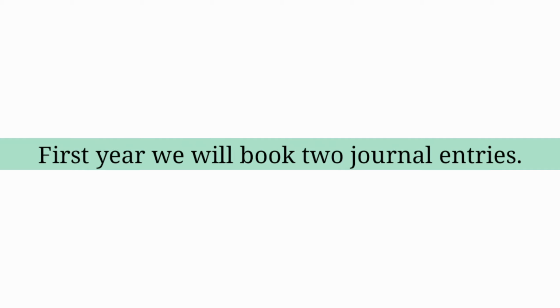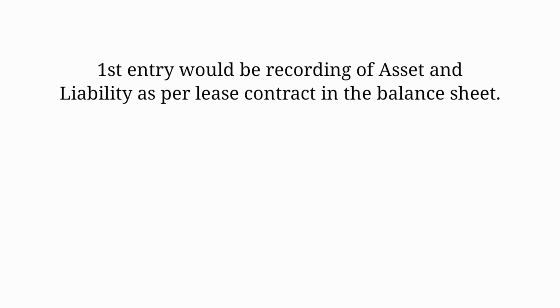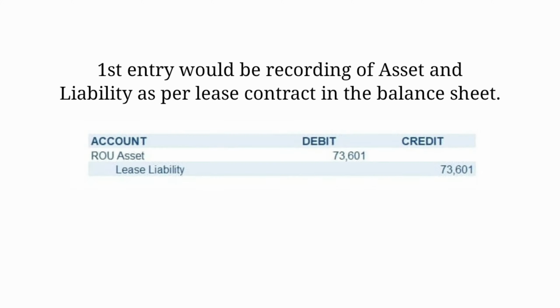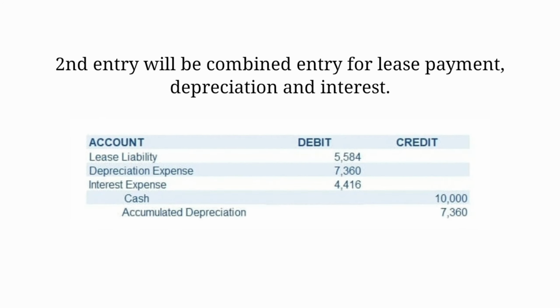First, here we will book two journal entries. The first entry would be recording of the asset and liability as per the lease contract in the balance sheet. The entry would be debit to the asset account and credit to lease liability. The second entry will be a combined entry of lease payment, depreciation and interest, as you can see on your screen.